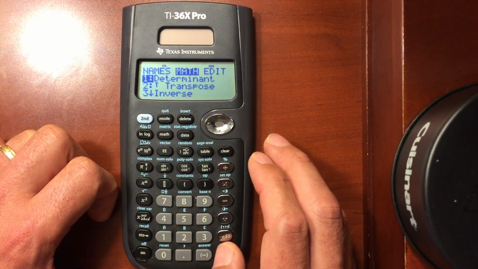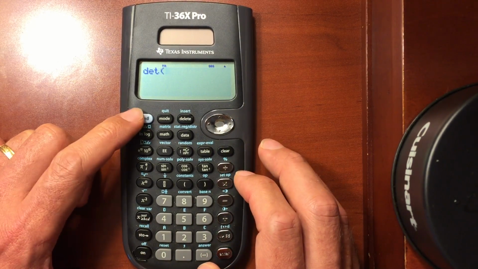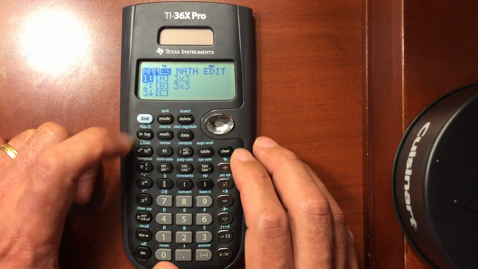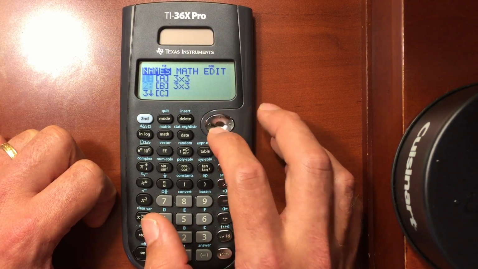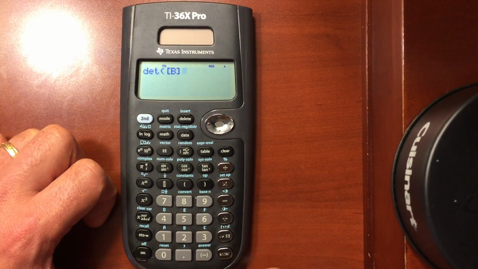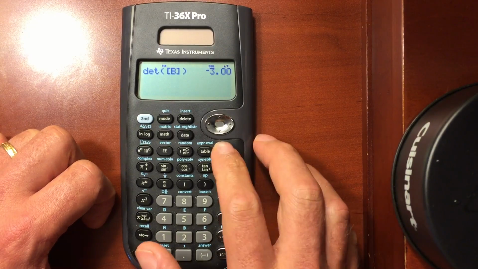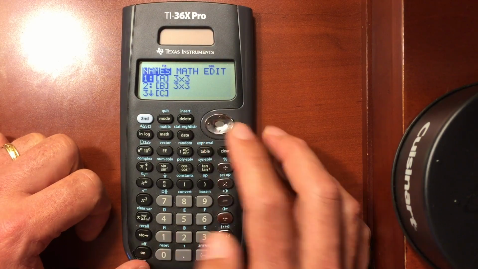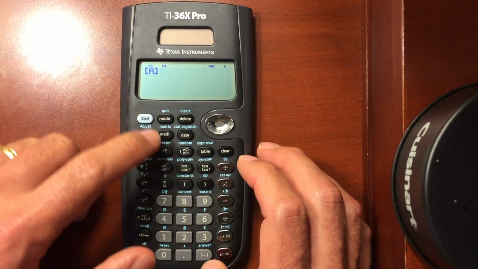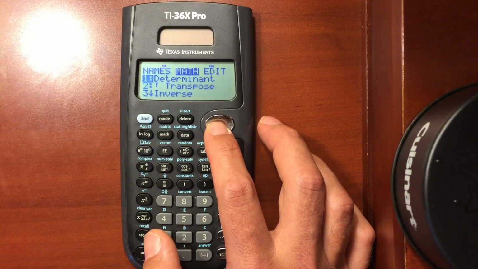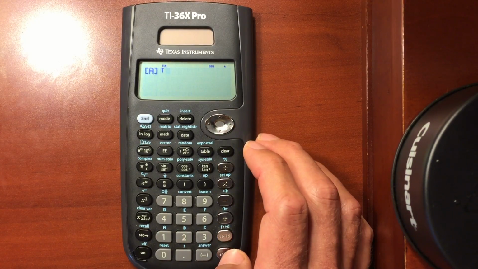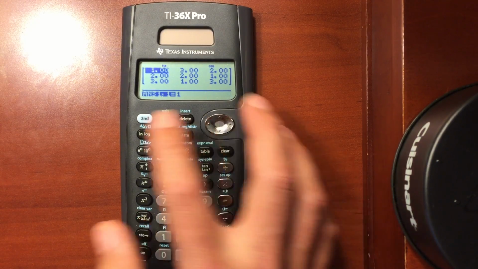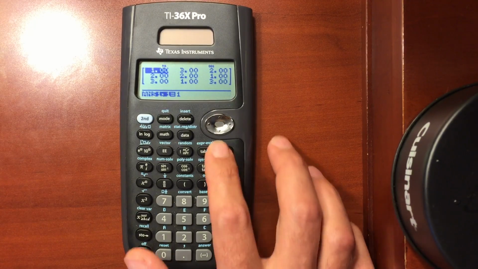So let's take the determinant. I pick determinant. Then I have to go back here and pick which matrix I want. Let's do the determinant on B. Close that off, and it calculates the determinant of B. If I wanted to do the transpose, I'd pick my matrix, and I'd go to my matrix math, do the transpose. That gives me the transpose of that matrix.